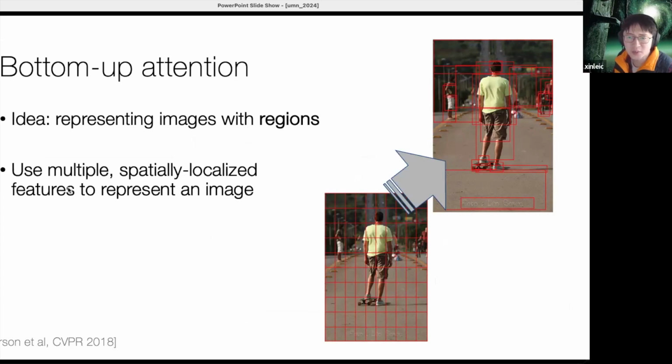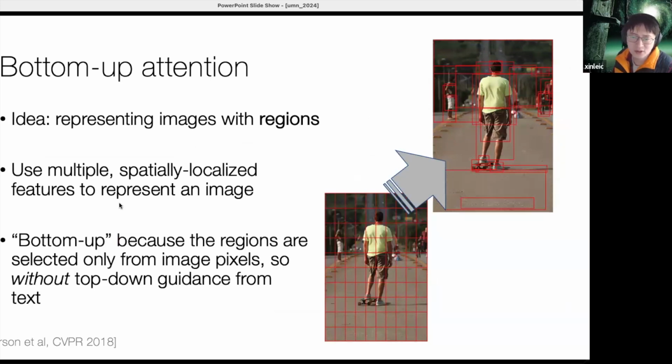And specifically, it will use multiple spatial localized features to represent an image. And it's called bottom-up because the regions are selected only from image pixels. So this is without top-down guidance from text. So it's not like the text is talking about a head, then let's just focus on the head region. It's pure bottom-up. There's no text guidance when the regions are being proposed for a specific image.